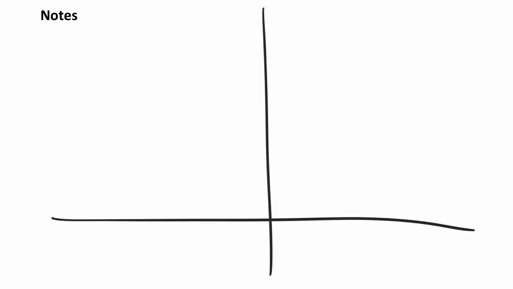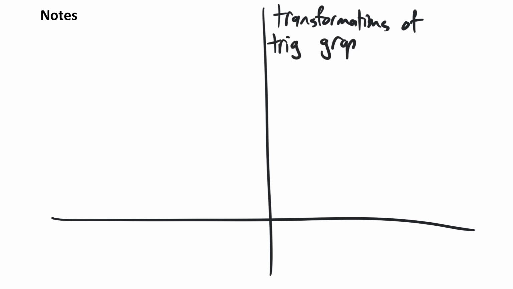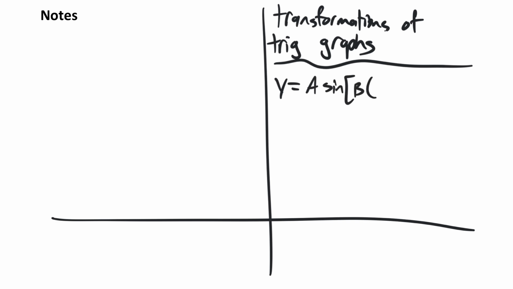All right, so let's go ahead and take some notes. So again, we're working on further transformations of trig graphs. And so if you think about it, the general graph would be A sine B theta minus C plus D.